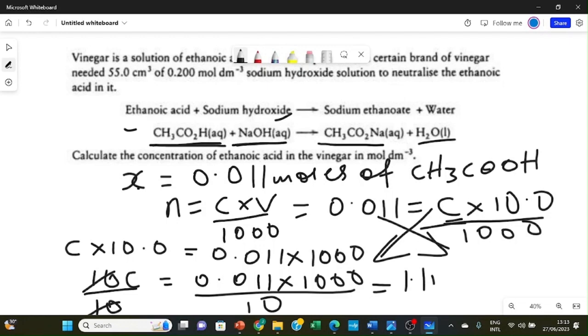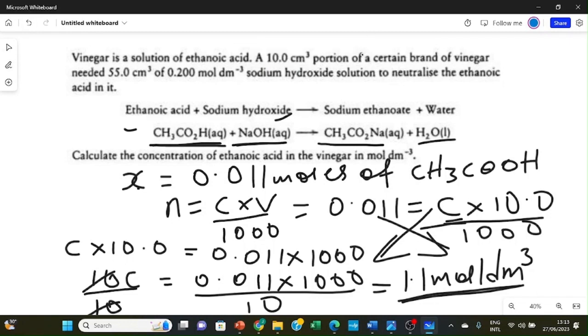So you have 1.1 mole per dm cube. That is the concentration of what? Ethanoic acid. 1.1 mole per dm cube of ethanoic acid. So as you can see, it's as simple as ABC. All you have to do is apply the formula and make the quantity you have to calculate the subject of the formula.